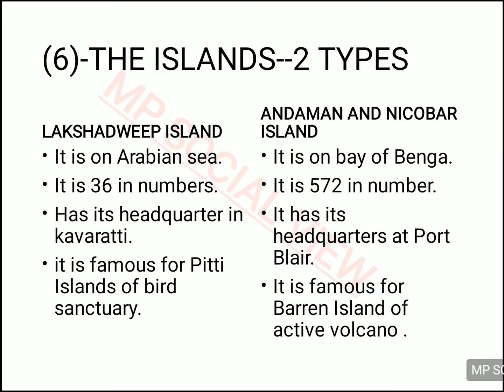In the Arabian Sea, which is on which side? The western side of India. So in the Arabian Sea we have the Lakshadweep islands. But in the Bay of Bengal, that is on the eastern side of India, we have the Andaman and Nicobar islands. The Lakshadweep are groups of islands. 36 small groups of islands together form the Lakshadweep islands, and 572 small islands together form the Andaman and Nicobar islands. The headquarter of Lakshadweep is Kavaratti, whereas the headquarter of Andaman and Nicobar is Port Blair.